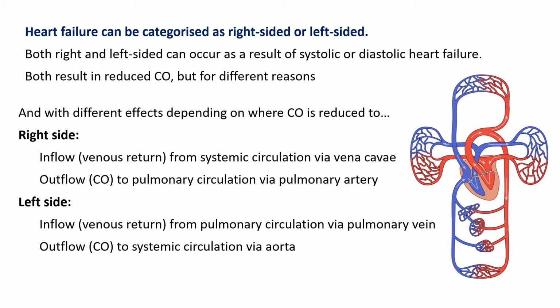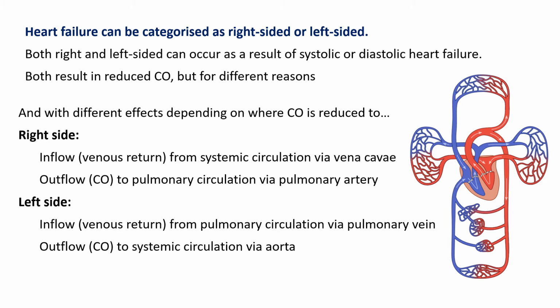On the left side, the inflow is that blood coming back from the lungs. The venous return is from the pulmonary circulation via the pulmonary vein. So the blood's been off, it's got oxygenated, comes back into the left side for outflow to the systemic circulation. So outflow, our cardiac output here, is to the systemic circulation via the aorta. And this has a massive impact on the signs that we see.